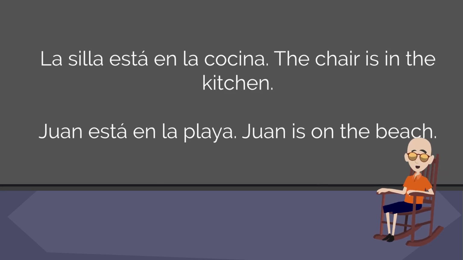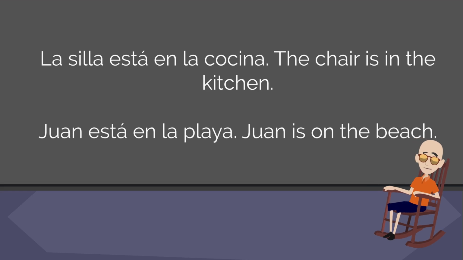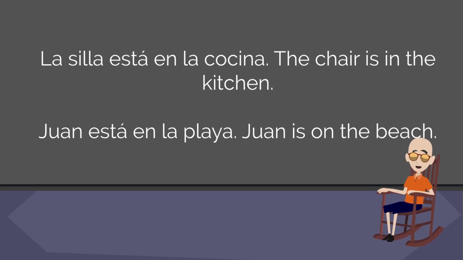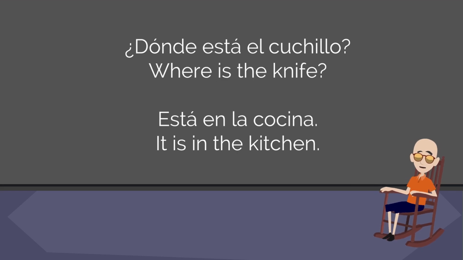Juan está en la playa. Juan is on the beach. En can mean in or on, depending on context. Now, if you're clear who the subject of the sentence is, you can actually leave it out completely. Here's an example. ¿Dónde está el cuchillo? Where's the knife? Está en la cocina. It is in the kitchen. Even though there's no other word for it in that sentence, we translate it in English as it is.